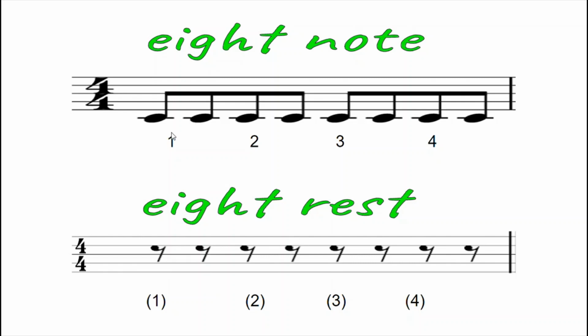Kaya naman kung napapansin nyo, sa counting na 1, may dalawang symbols. Okay? Sa counting na 1, may dalawang symbols. Ito yung 1 and, 2 and, 3 and, 4 and. Very good. So, ang 8th note ay mayroong 1/2 beat. Next is 8th rest. Ang 8th rest ay may beat pero walang sound.